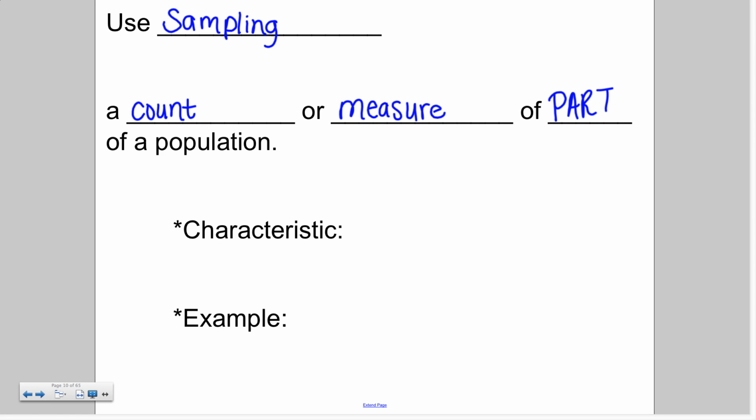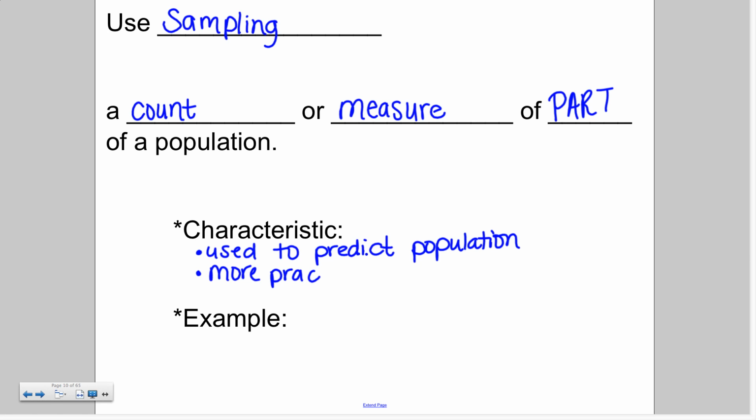So characteristic is that it's used to predict. It's used to predict population. Okay? Another characteristic is that it's more practical than the census. More practical than a census.